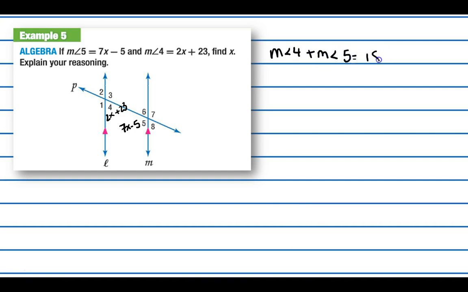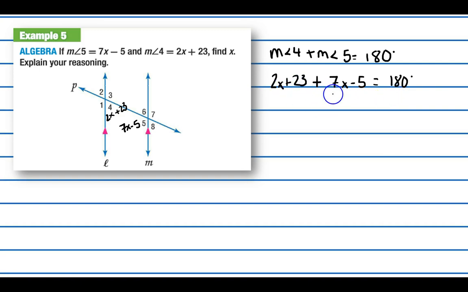is equal to 180 degrees. That's because of supplementary angles. And I know the measure of angle 4 is 2x plus 23. And I know the measure of angle 5 is 7x minus 5, which is equal to 180 degrees. All I did here was simple substitution.